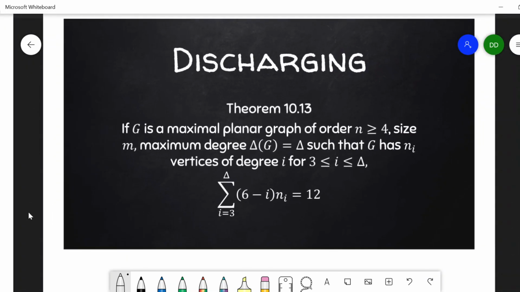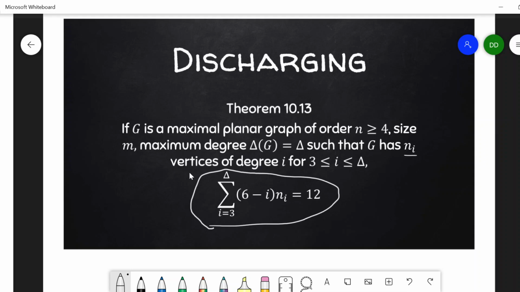The first thing I want to establish is this formula in a maximal planar graph. If I add up 6 minus the degree of every vertex, that is, the sum of 6 minus the degree times the number of vertices of that degree, n sub i, then I'll end up with 12. So that's kind of an interesting result.